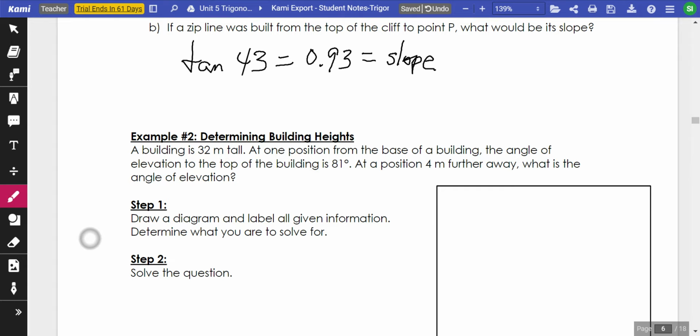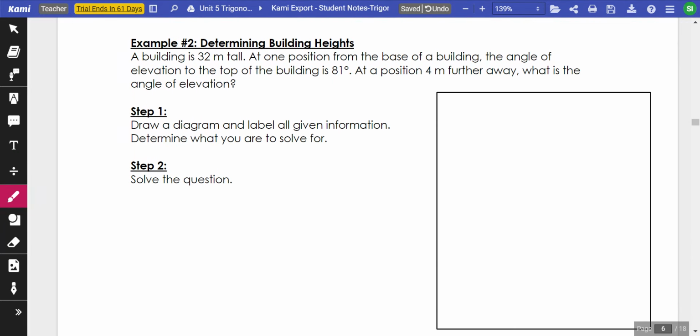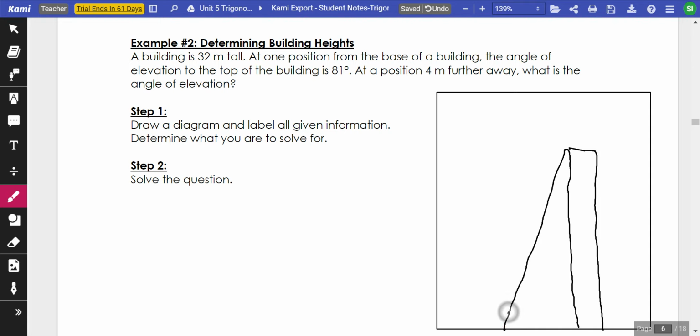Okay, let's go on. We'll do one more example, and then that'll be the end of today's lesson. So example 2, a building is 32 meters tall. At one position from the base of the building, the angle of elevation to the top of the building is 81 degrees. At the point 4 meters further away, what is the angle of elevation? So always draw yourself a picture. So I'm going to draw, okay, here's the edge of the building, talking about a skyscraper, and then from some point at the base on the ground, I've got 81 degrees.